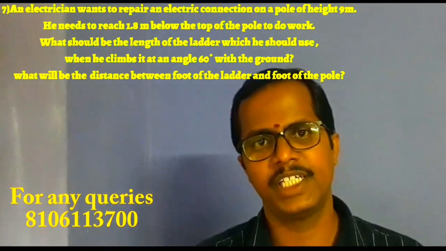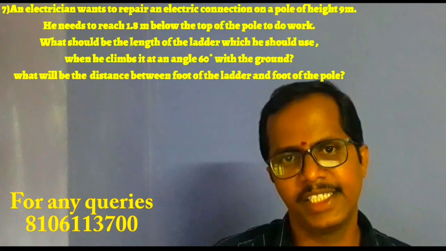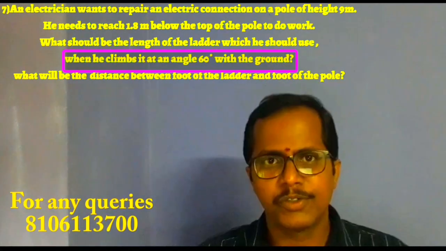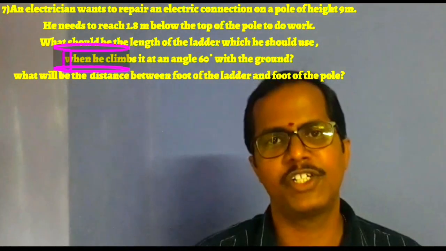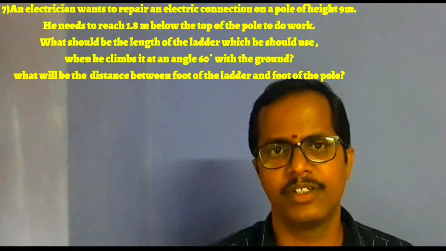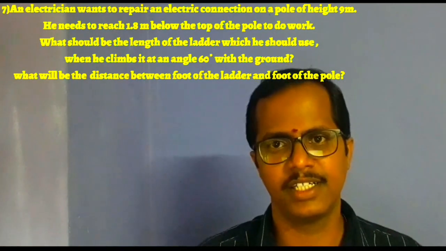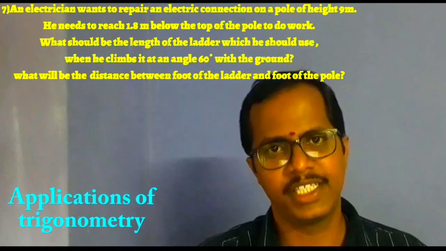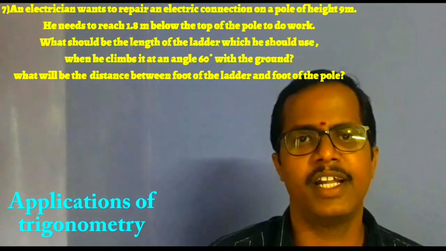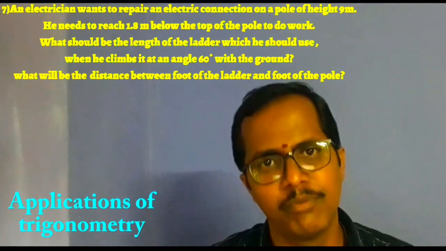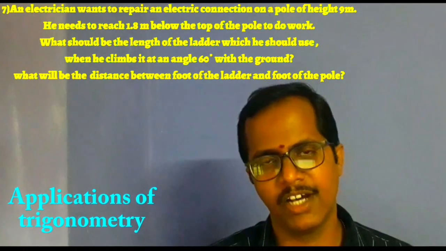And the ladder which he is keeping should be arranged such that it should make 60 degrees angle with the ground. To make sure these conditions, what should be the length of the ladder? So here we need to find the length of the ladder such that it should make 60 degrees angle with the ground, and also the top of the ladder should reach 1.8 meter below the top of the pole. So let us see how.